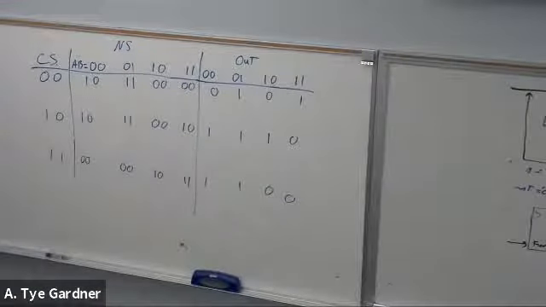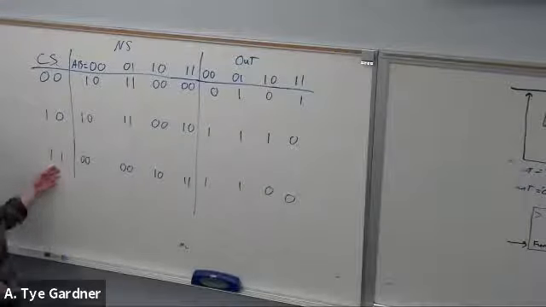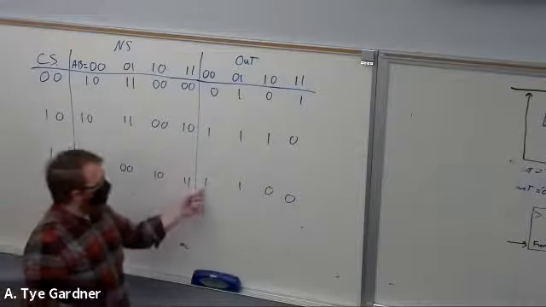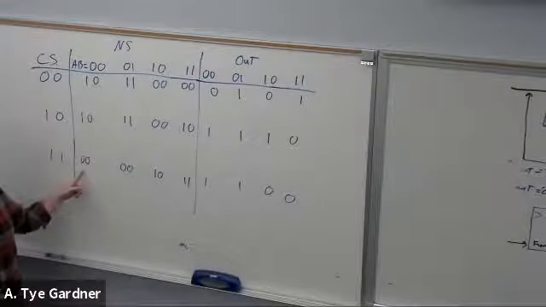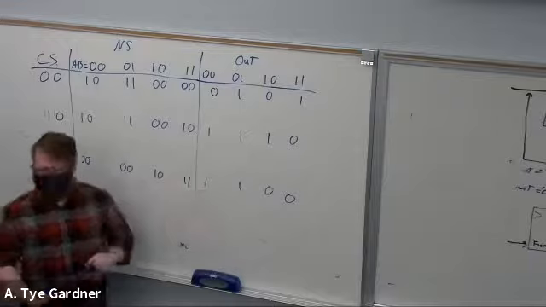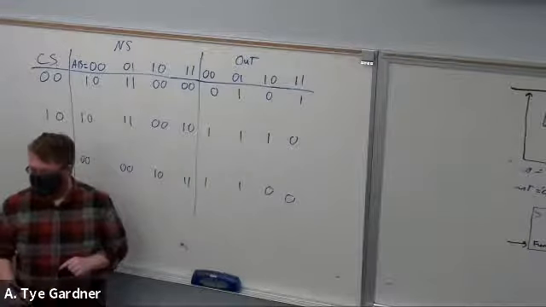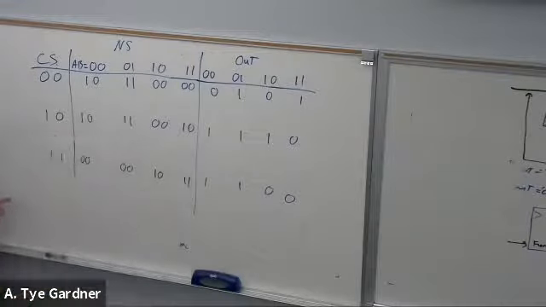Right? So this is just saying if I'm currently in state 1, 1 and I get an input of 0, 0, I go to state 0, 0 and my output is 1. Right? That's what this is saying. This is not quite a complete state table. Why? What am I missing?